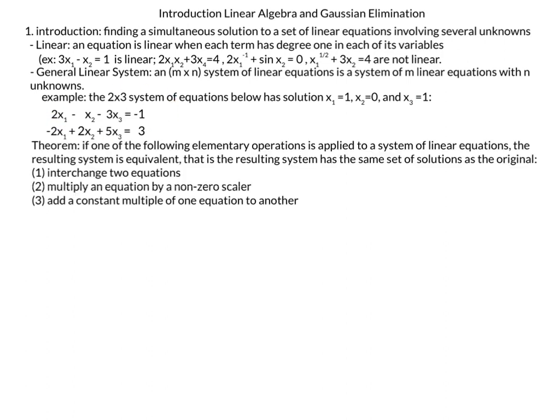To solve these systems of equations, you probably learned how to do this in middle school. You used these different rules. So we have this theorem: if any one of the following elementary operations, these three, is applied to a system of linear equations, the resulting system is equivalent. And by equivalent, we mean the resulting system has the same set of solutions as the original set of equations. So the different elementary operations you can do are: you can interchange the order of two equations, multiply an equation by a non-zero scalar, or add a constant multiple of one equation to another.